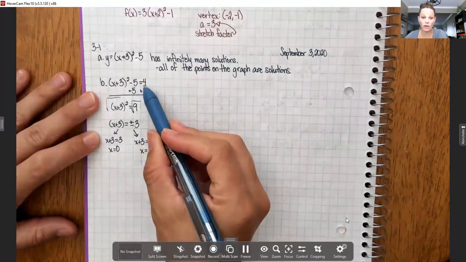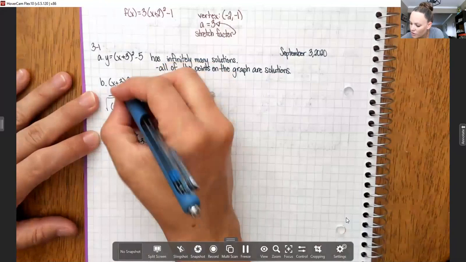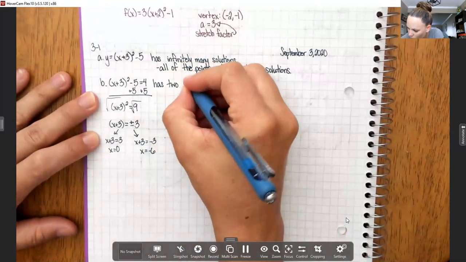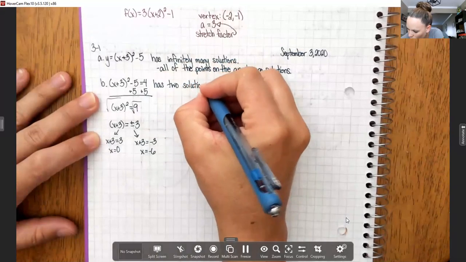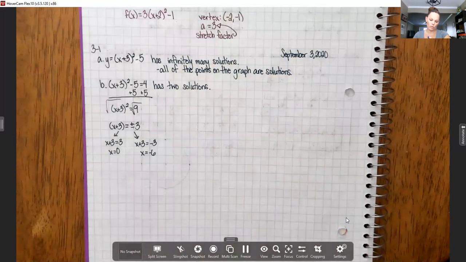So it didn't ask for the solutions. It just says how many solutions does it have. So this equation has 2 solutions. And it wants to know how we can tell on the graph.